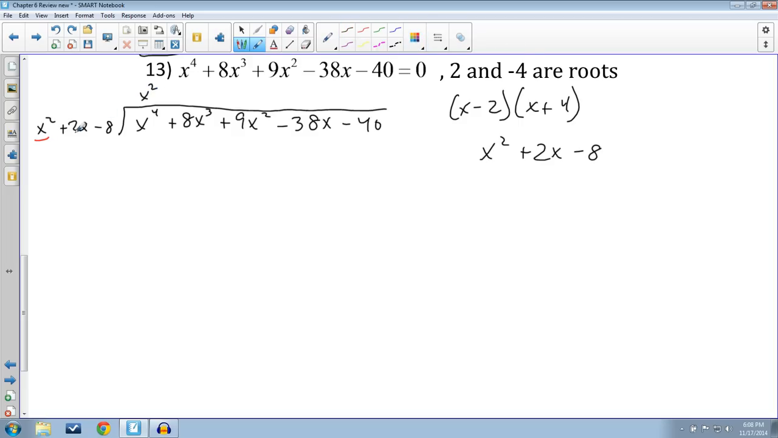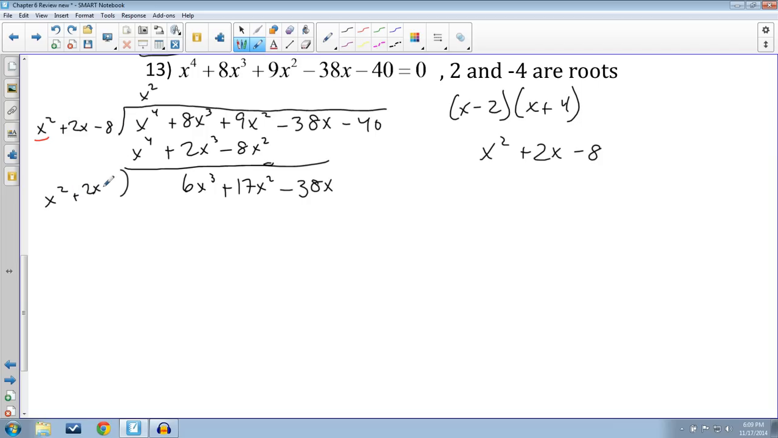You got to multiply all three of these here. You get x to the fourth plus 2x cubed minus 8x squared. Now remember, I'm going to subtract: 0, 6x cubed, 17x squared. Subtracting and negatives adding. I got to bring down one more term here because I'm going to have to combine three terms down here. So x squared plus 2x minus 8.